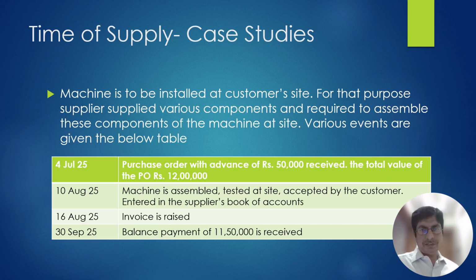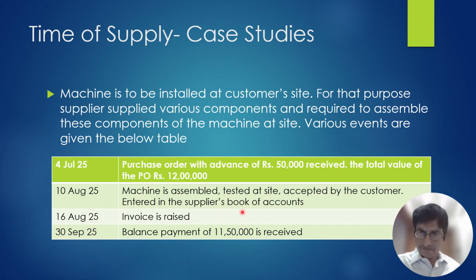The first case study: there is a supply of machinery, various components of the machinery, and those components are assembled. Let's see what this case study is. On 4th July 25, a purchase order of rupees 12 lakh has been received, along with 50,000 rupees advance for supply of various components of the machinery. On 10th August 25, this machine is assembled, tested, accepted by the customer, and entered in the books of the supplier.